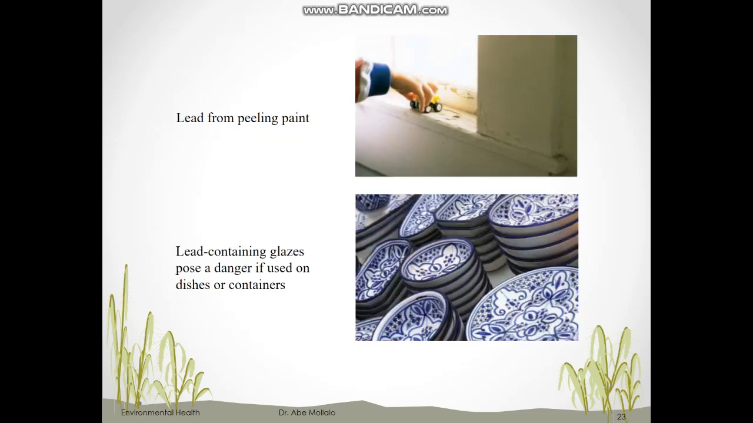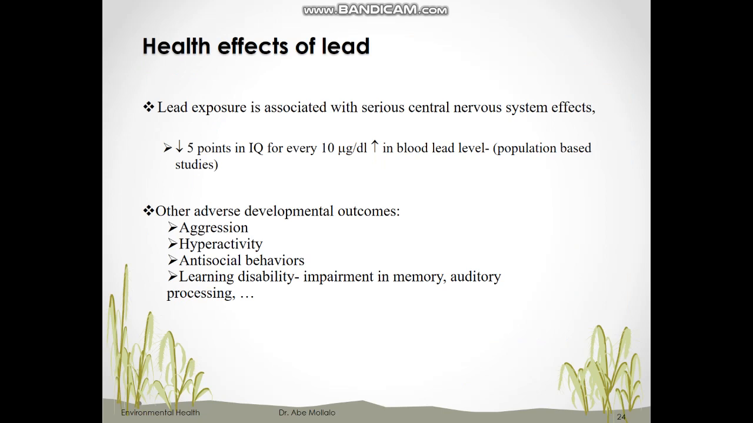Here are some examples of lead. Lead from peeling paint that was used in old house painting could compromise the health of infants and children. And coating or glazing of dishes is another source of lead, because lead could leach into the food. We briefly talked about the negative impact of lead in the toxicology lecture. Exposure to lead is associated with serious central nervous system effects. Elevated blood lead level is associated with lower IQ.